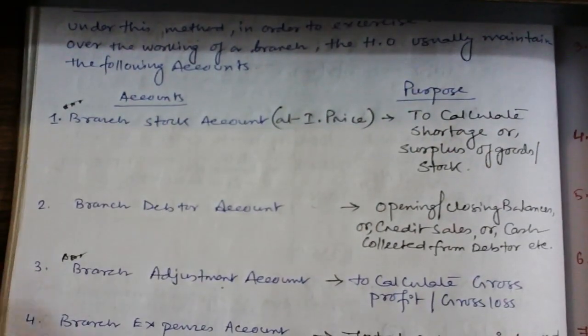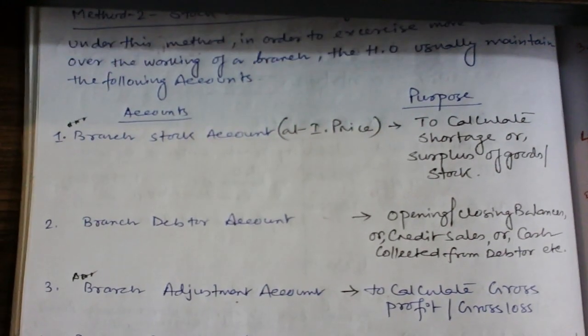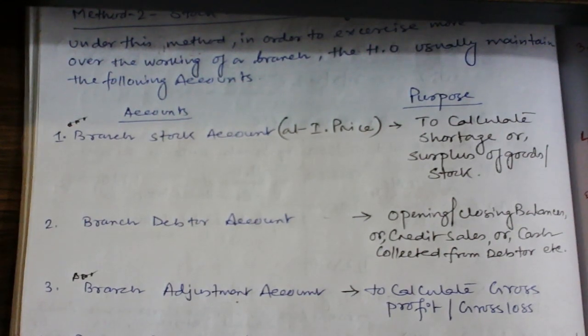Done. After this, there is another account called the branch debtors account. It is also a very important account in terms of calculating other factors. The branch debtors account will help you calculate the closing debtors balance. It may be possible that when we prepare the books of accounts of HO, some information related to the branch debtors is missing, so we need to calculate the missing figures, such as the closing balance, credit sales or cash collected from the debtors. These are the basic pieces of information that can be obtained from preparing the branch debtors account.